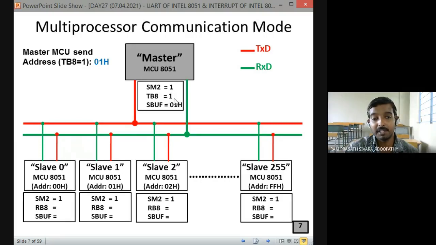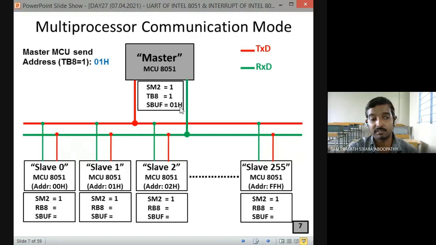What about the value of TB8 now? 1. What does it mean? Whenever the master wants to send an address, it must keep TB8 as 1. Now, look at what address we have: SBUF plus 01. Master is sending the address 01.